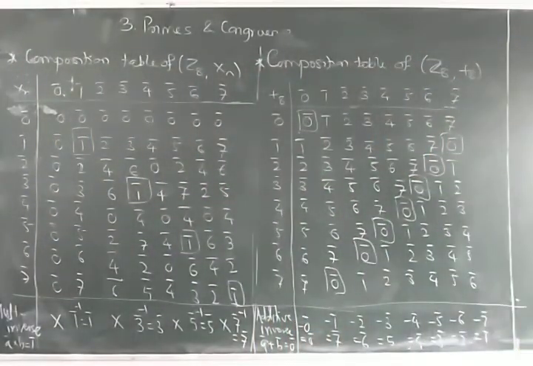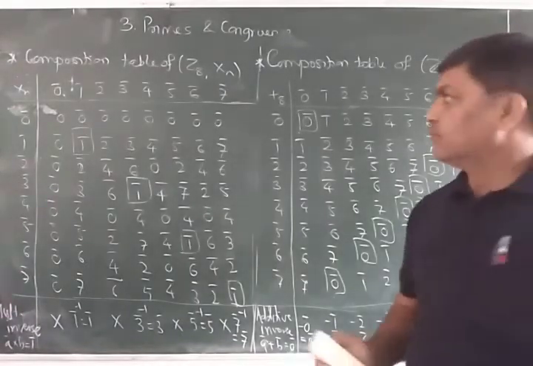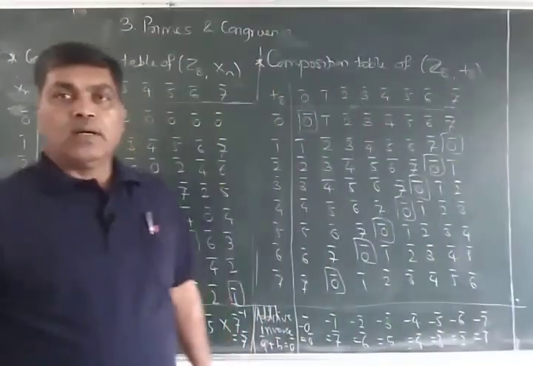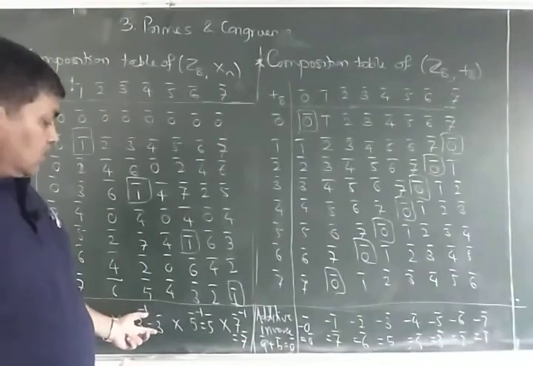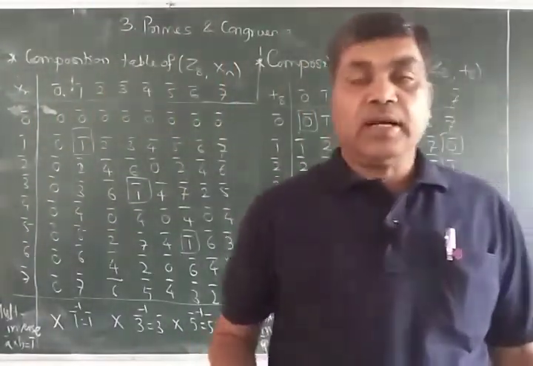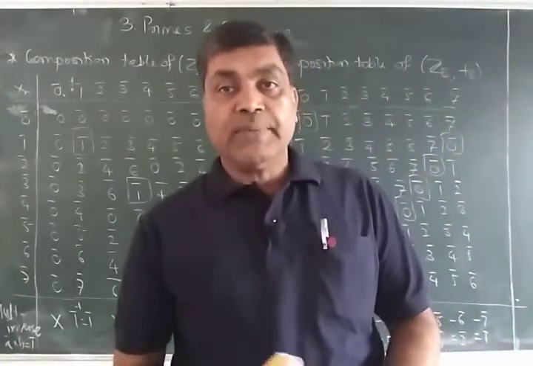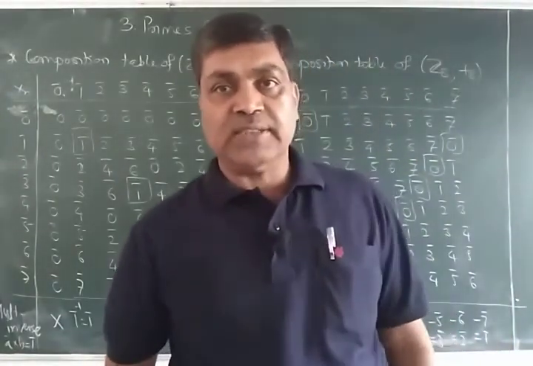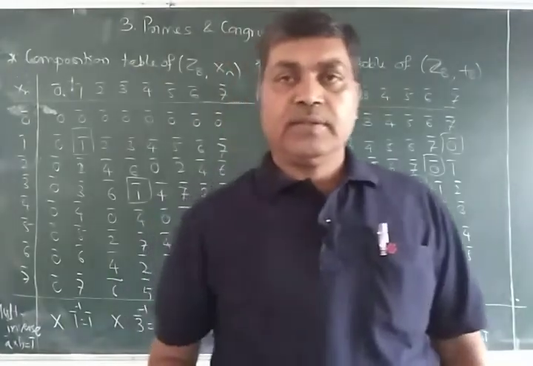Is it clear? So with those definitions, I have discussed what is meant by additive identity, additive inverse, multiplicative identity, multiplicative inverse in Zn. Okay.